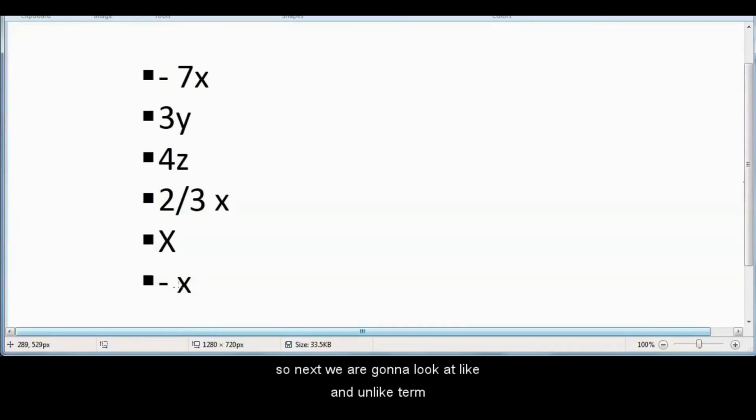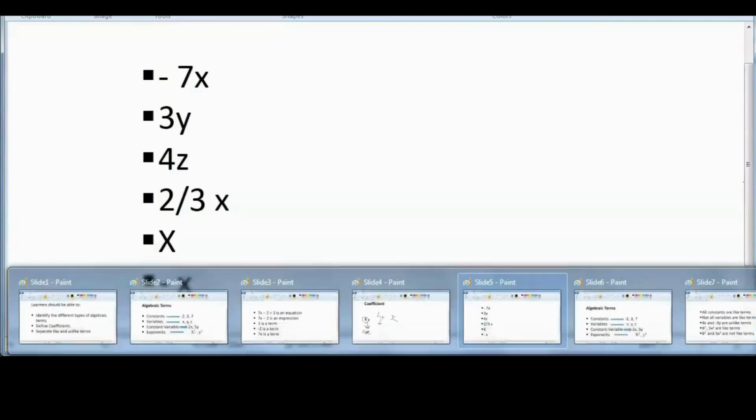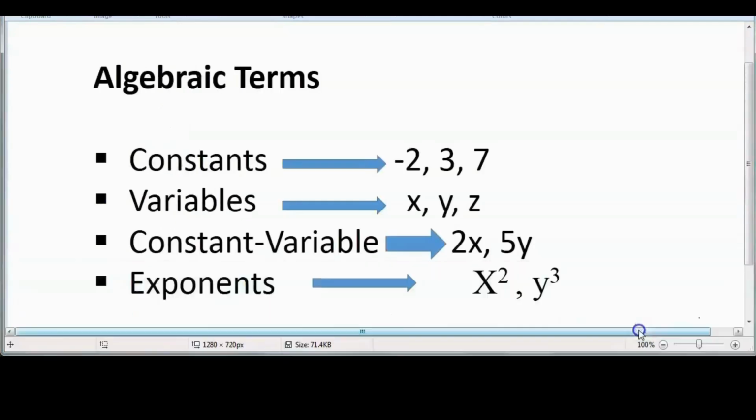So next we are going to look at like and unlike terms. We already know that algebraic terms can be of different categories. We have constants, 2, 3, 7; variables, x, y, z; constant variable combinations, that is a coefficient and a variable; and then exponents, a variable raised to the power of a number.